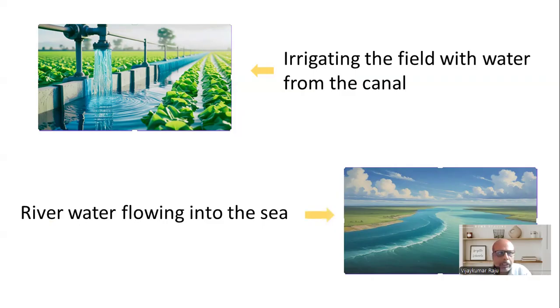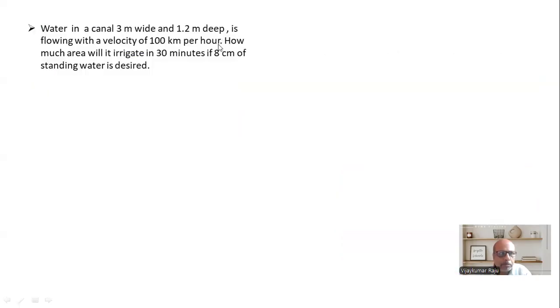The first problem. Let's read this question. Water in a canal 3 meters wide and 1.2 meters deep is flowing with a velocity of 100 kilometers per hour. How much area will it irrigate in 30 minutes if 8 centimeters of standing water is desired? This is what we want it to be.